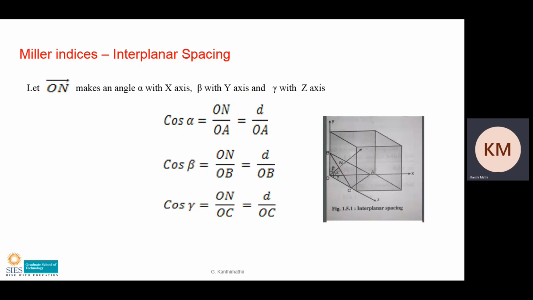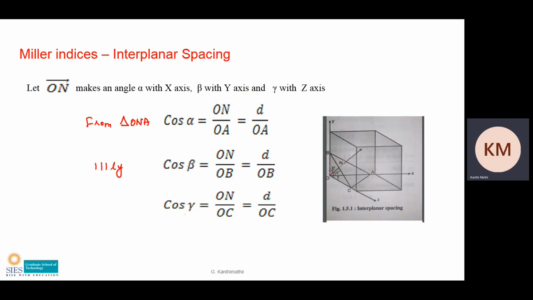This is our unit cell. ABC is the plane here, ON is the normal we had dropped, and alpha, beta, gamma are the angles which the normal makes with respect to x, y, and z. From the figure, it is very clear what cos alpha is. How will you take cos alpha? Cos alpha is from the triangle ONA. So if I consider triangle ONA, cos alpha is nothing but ON by OA. Similarly, I can write the values of cos beta and cos gamma also.